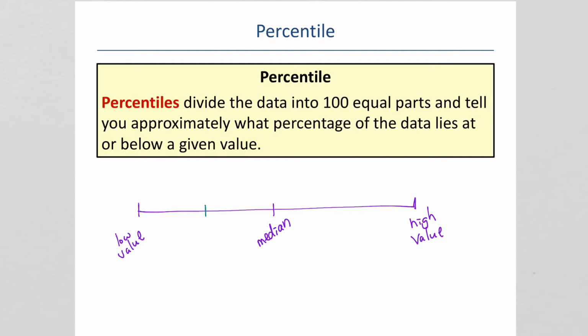Then between the low value and the median is called your first percentile. And that is halfway between the data points, the low value and the median. The median is also called your second percentile. And then the middle data point between the median and the high value is your third percentile. And the high value is the fourth. Okay?